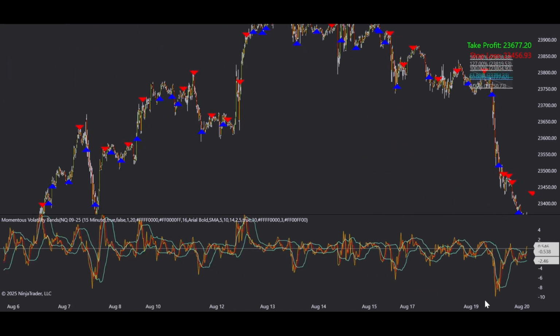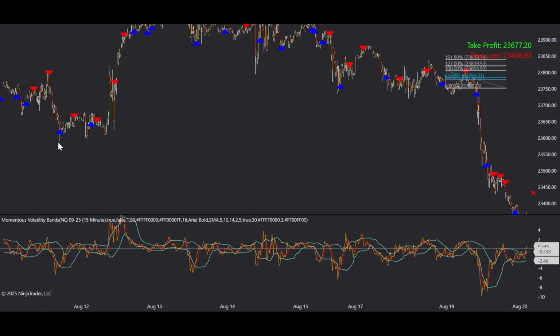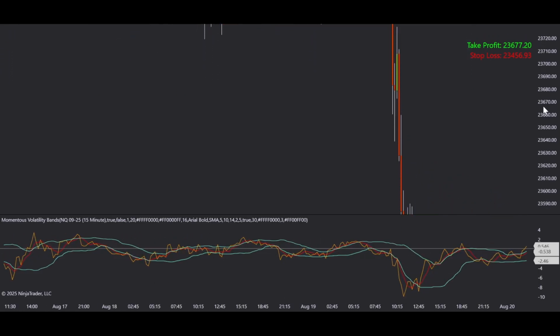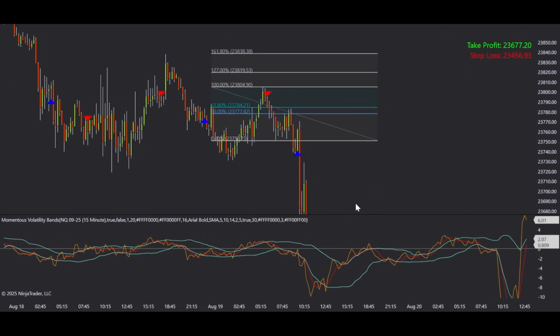And you can find previous lows such as all of these to take profits from. Would have been an incredible trade. And now let me actually add another Indicator Vault indicator here, which works very well with the Momentous Volatility Bands.